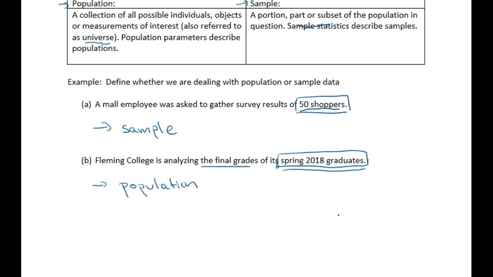There can be times when you're looking at it the other way around. For example, if your mall only ever had 50 shoppers, this could possibly be a population. And if Fleming College was looking at its graduates for all of the past 10 years, then spring 2018 would be a subset of that, or a proportion of it. So it's not always super black and white. You have to think about what you have and what you want to get to. But it should always be your first step in thinking about those two distinctions.